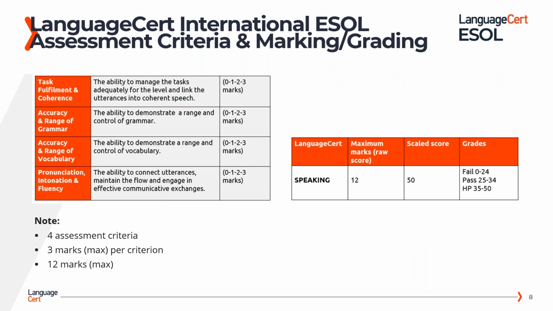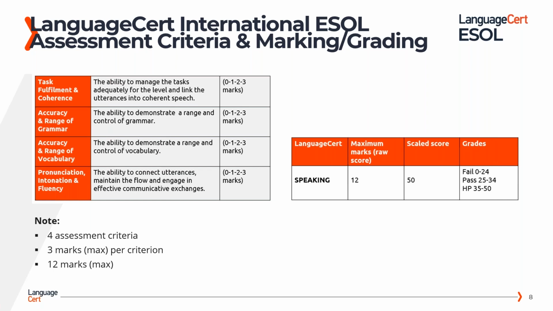Let's now focus on the assessment criteria and how candidates are marked. The assessor uses 4 assessment criteria to evaluate the candidate's response. The first criterion, task fulfillment and coherence, is a measure of the candidate's ability to manage the tasks adequately for the level and link the utterances into coherent speech.